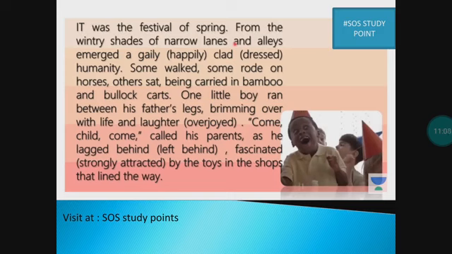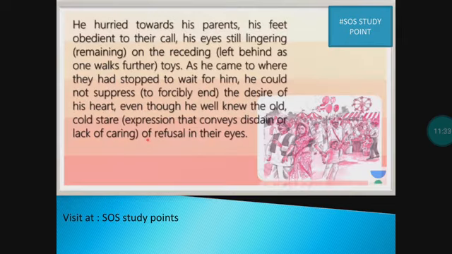Come, child, come, called his parents. It means his parents called him, come, child, come, as he lagged behind, fascinated by the toys in the shops that lined the way. In this situation, this child was very happy at the fair. He was very fascinated with the toys, with the items seen by the child in the fair. Now he hurried towards his parents after being called by his parents. He hurried towards his parents, his feet obedient to their call. He just followed the words of his parents, his eyes still lingering on the receding toys.